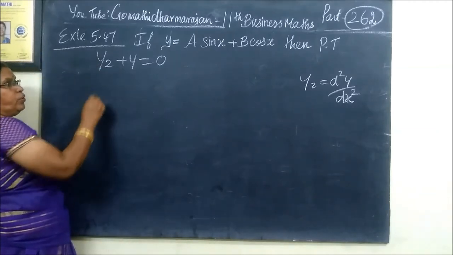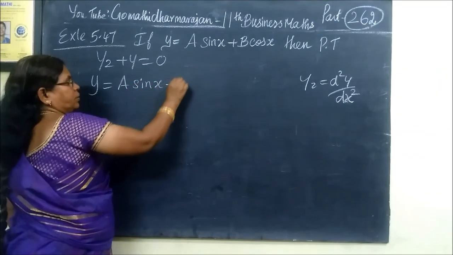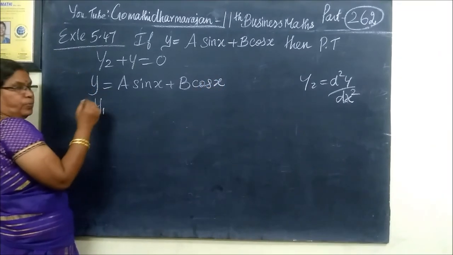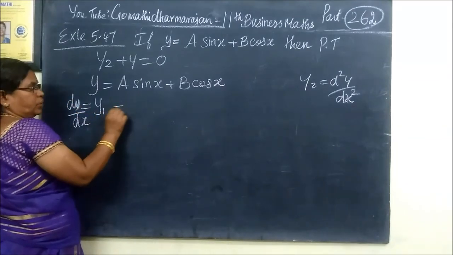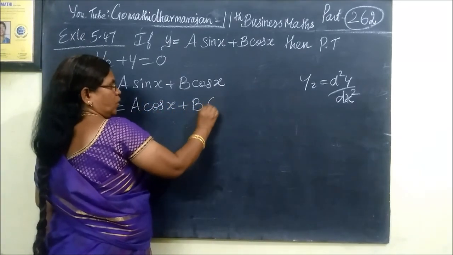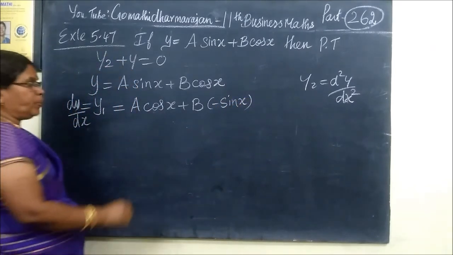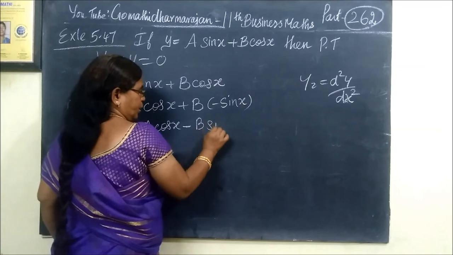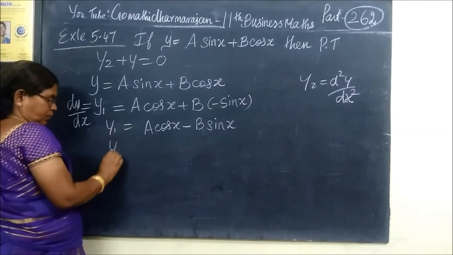We have to find y2. We are given y equal to a sin x plus b cos x. So here y1, which is dy by dx, is a times the differentiation of sin x, which is cos x, plus b times the differentiation of cos x, which is minus sin x. So that is minus b sin x plus a cos x. Next we are going to do y2.